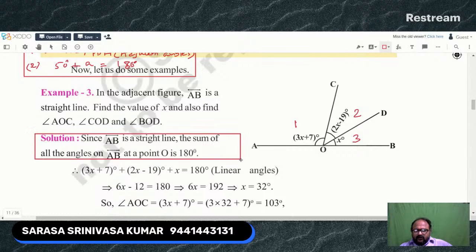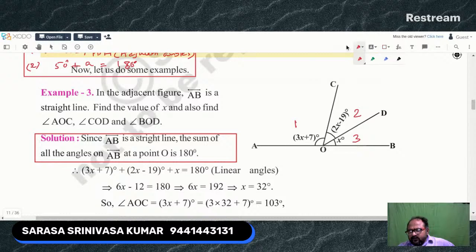Here we have mentioned that AB is a straight line. Since AB is a straight line, we can write that the sum of three angles is equal to 180 degrees. So angle 1 plus angle 2 plus angle 3 equal to 180 degrees. Then what is angle 1? Here angle 1 is 3x plus 7 degrees. And what is angle 2? It is 2x minus 19 degrees. What is angle 3? It is x degrees.